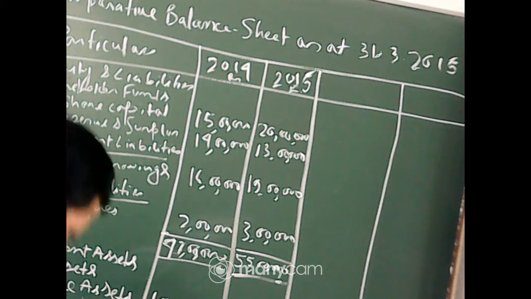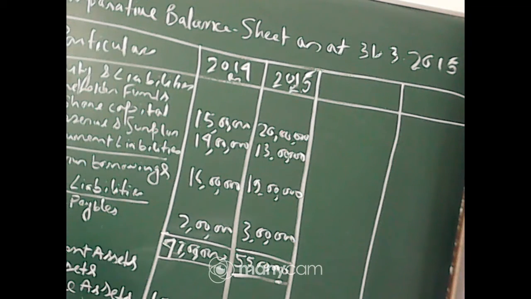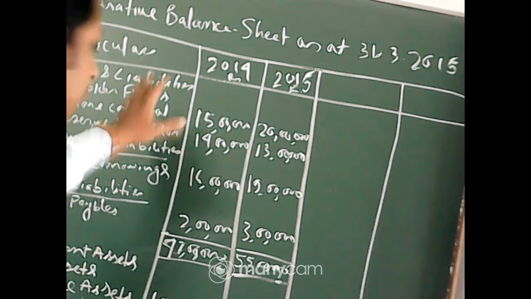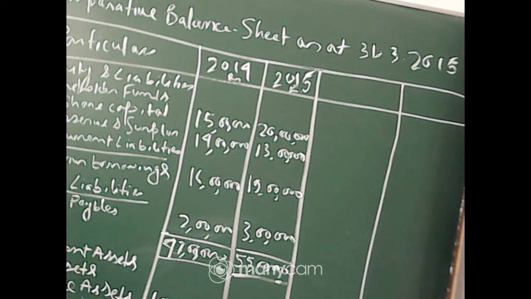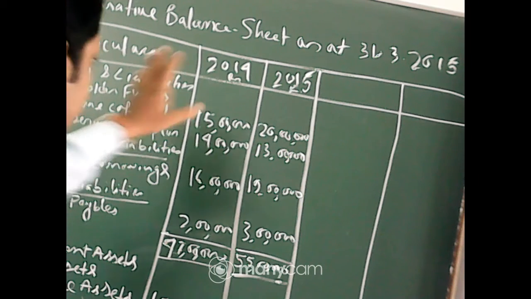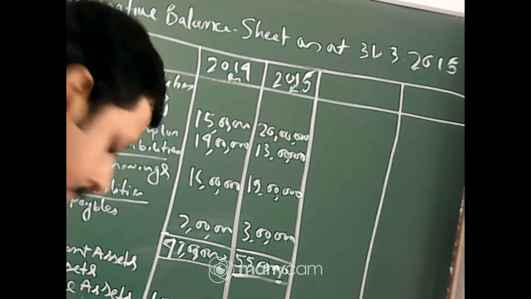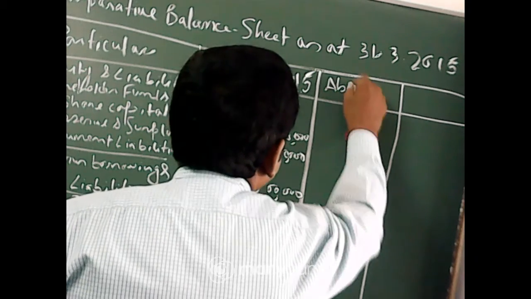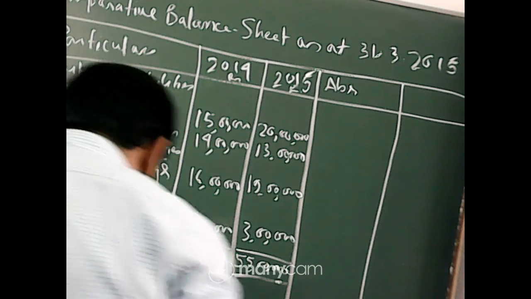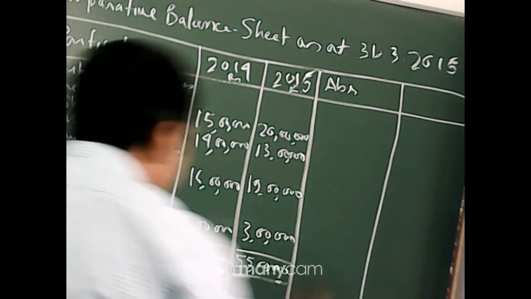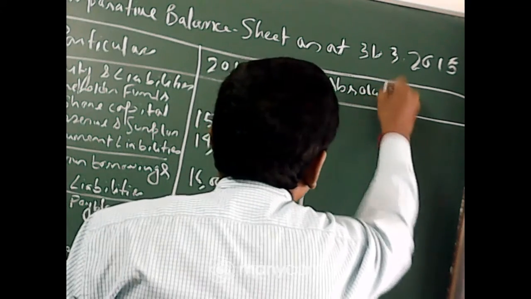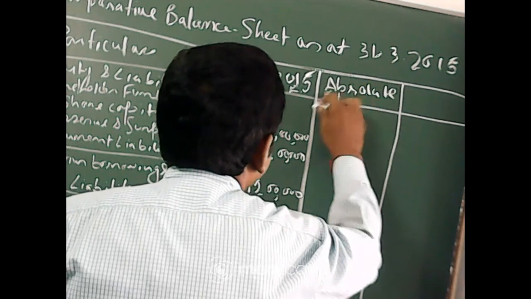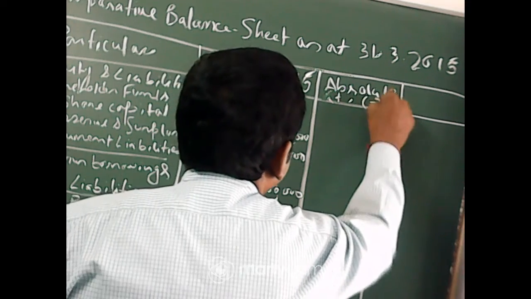Because we know asset equals liabilities. Capital plus liability equals asset. Up to that there should not be any problem, because we just copied it from the book and wrote it in here. Then what will happen? Now you have to figure out the absolute change, and that may be plus or minus.